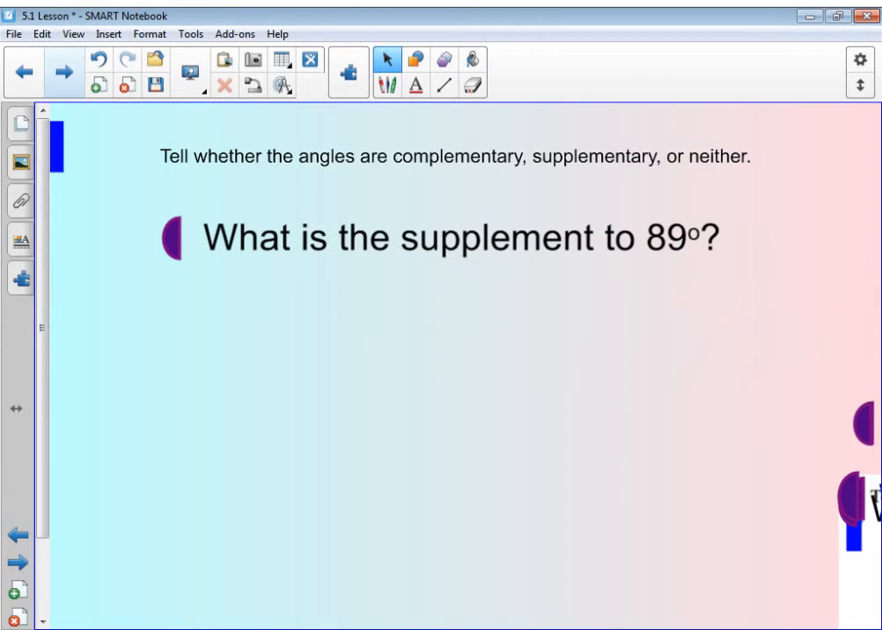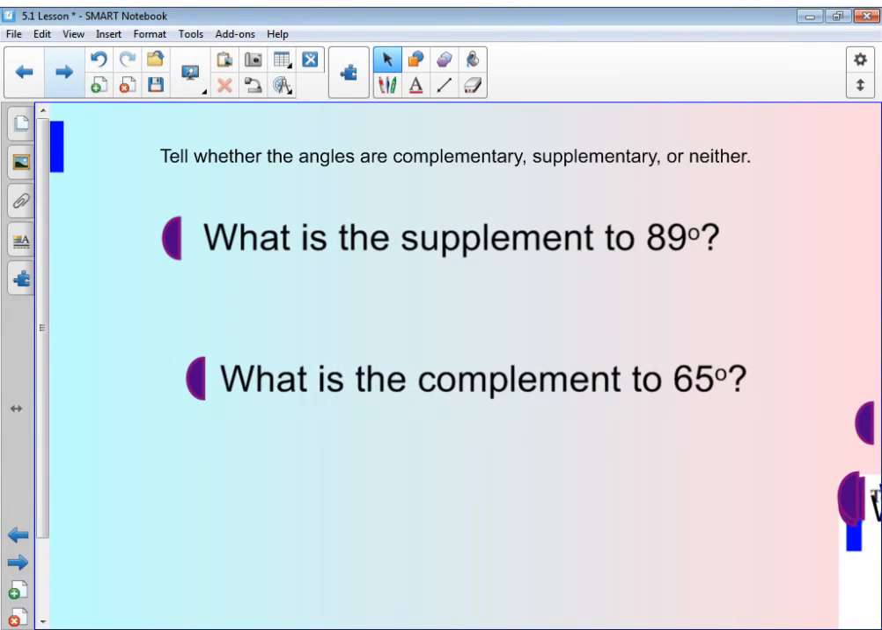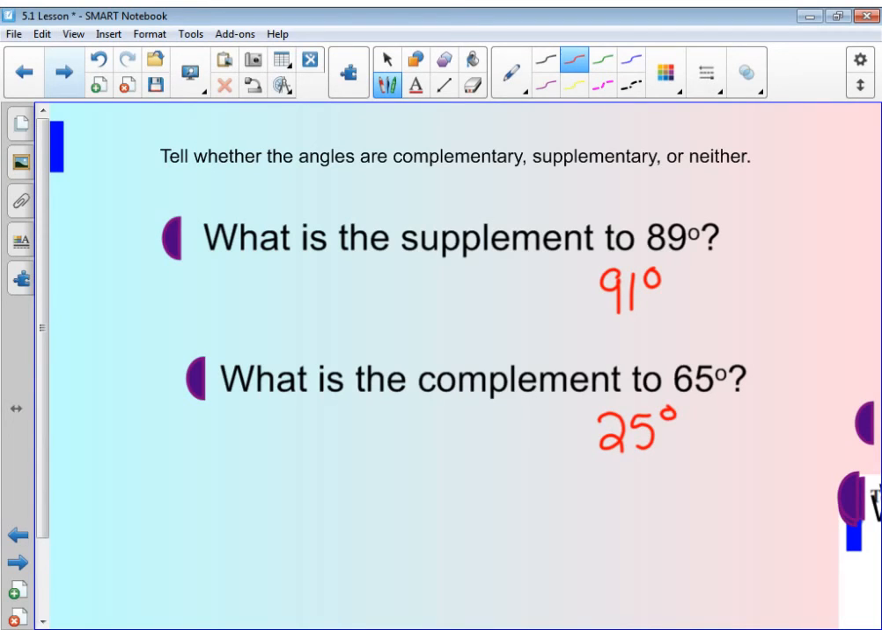All right, I want you to try these two. So you can go ahead and pause your video, work through these two, and then check your answers. Okay, so once again, working on those words, remembering that supplement starts with an S and you can make an 8, so that's the 180, and complement starts with a C, so it creates a 9, so it's a 90-degree angle. You should have gotten 91 and 25 on each of these.